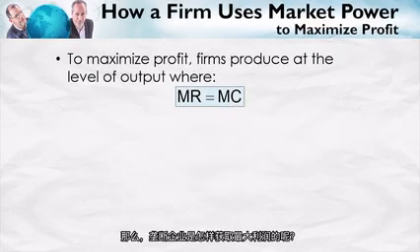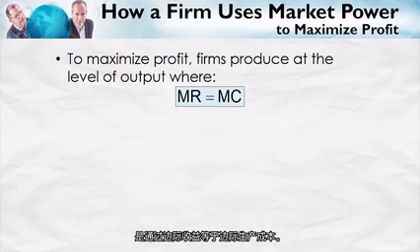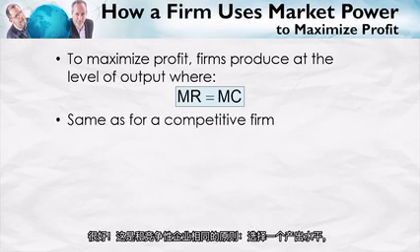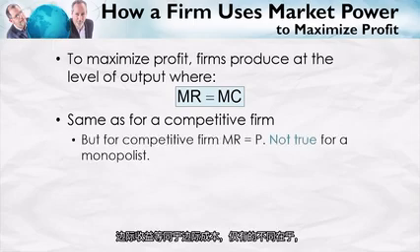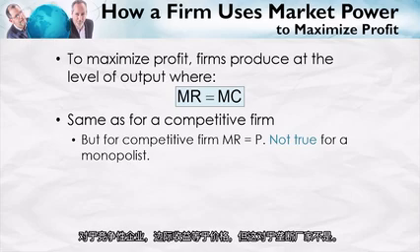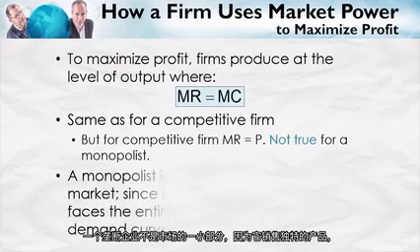So how does a monopolist maximize profit? By producing at the level of output where marginal revenue is equal to marginal cost. Great! That's the same rule as for a competitive firm. Choose a level of output where marginal revenue is equal to marginal cost. The only difference is that for a competitive firm, marginal revenue was the same as price. And that's not true for a monopolist.